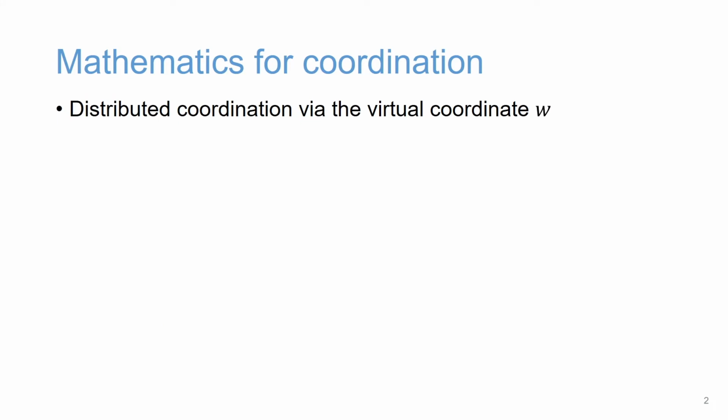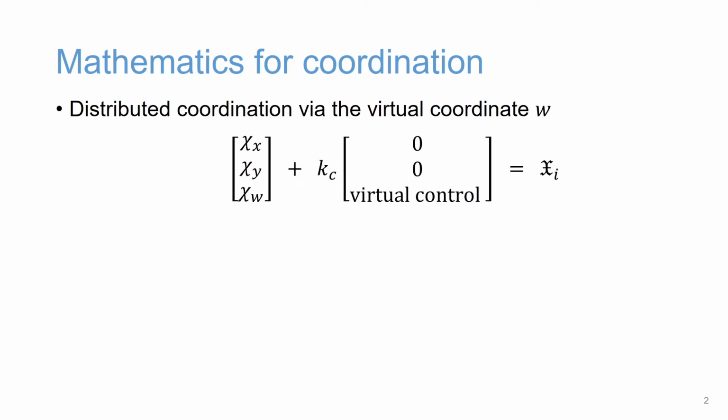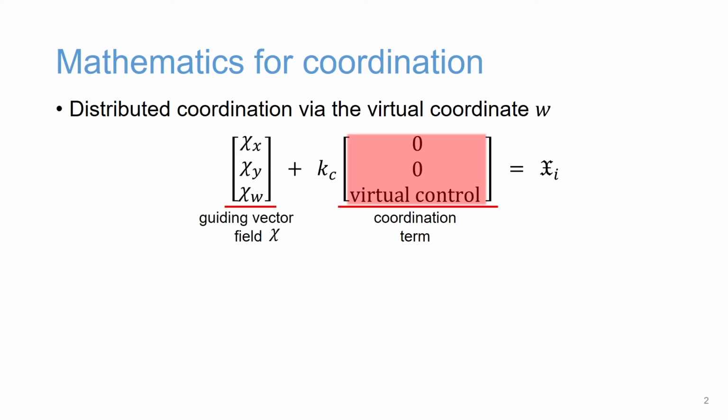Remember that W is not only a virtual coordinate, but also the path parameter. So coordinating the virtual coordinates W is equivalent to coordinating the positions of the robots. Take the 2D desired path as an example. This equation is the coordination guiding vector field for multi-robot systems. To be more specific, this term is the 3D singularity-free guiding vector field we discussed just now, and we add another term called the coordination term, scaled by a positive constant Kc. The combination becomes the coordination vector field.